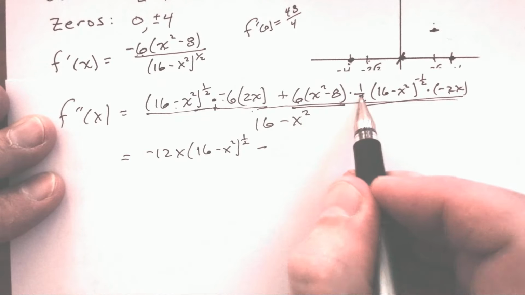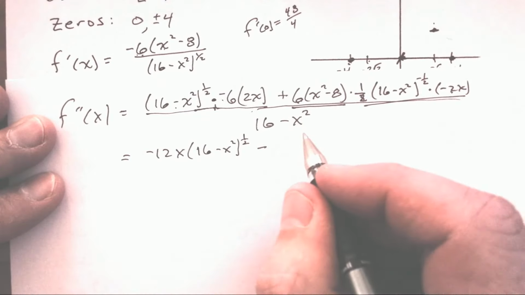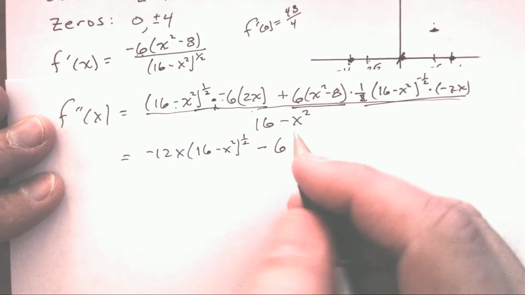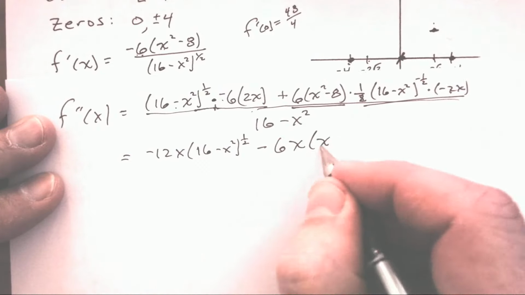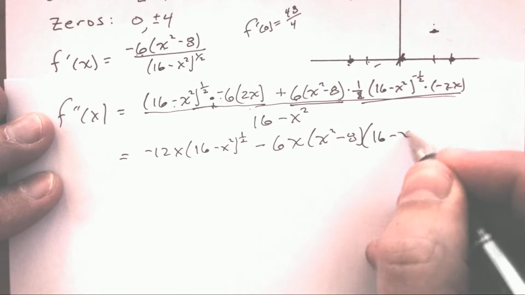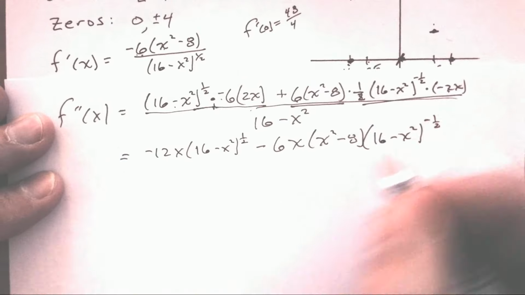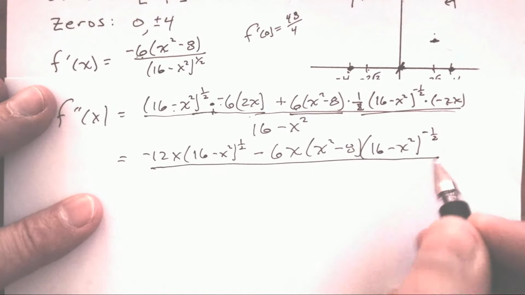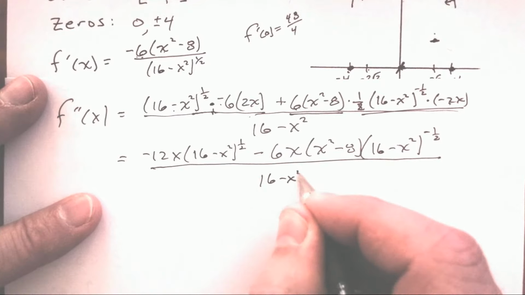6 times a half, 3, times the 2 back to 6, and we've got an x. And we've got an x squared minus 8. And we've got a 16 minus x squared to the negative 1/2. And all of that is on 16 minus x squared.